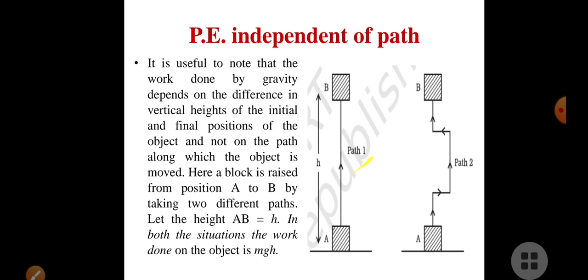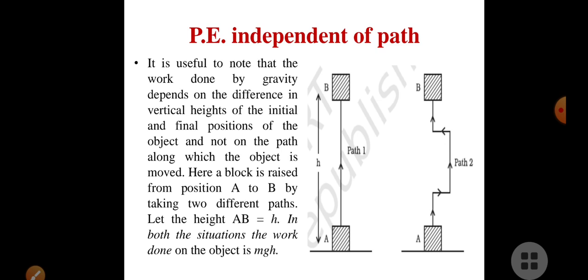In this case and this case, this vertical height is the same. So the potential energy possessed by this object as well as this object will remain the same, because its vertical height is the same. The same thing is written here: it is useful to notice that the work done by gravity depends on the difference in vertical heights of the initial and final positions of the object, and not on the path along which the object is moved.